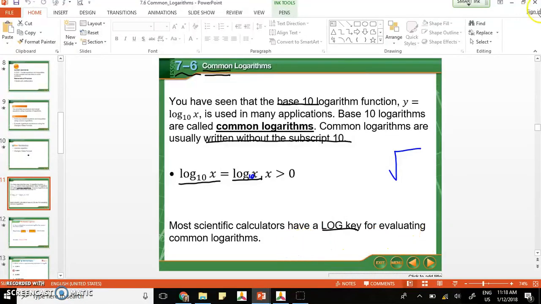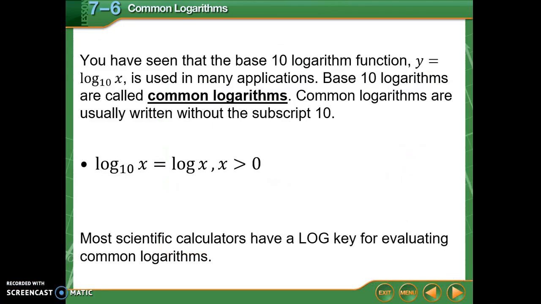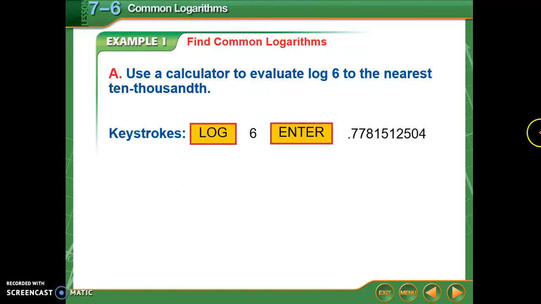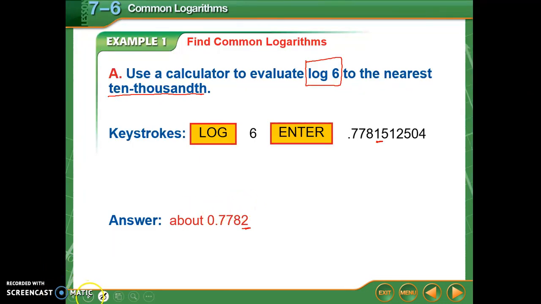So if we come back over here to our PowerPoint, our first example involves using your scientific calculator to evaluate. You should get out your calculator, the one you're going to be using in class. You're required to have a scientific calculator. Make sure you can find where your logarithm button is and try to evaluate this, log of 6. When you click log 6 and enter, you get 0.7782. Notice it's a 1 here and a 2 here. That's because they asked you to round to the nearest 10,000. That's 4 decimal places after the decimal point.